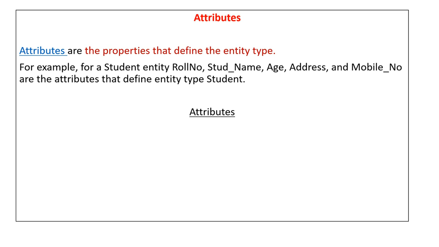Now, what is attribute? Attributes are the properties that define an entity type. As we discussed in the previous slide, if you have an entity student, then roll number, student name, age, address, the related information of a student can be considered as attributes. So how to represent an attribute? We can draw this symbol and that is called an attribute. So let's see an example.